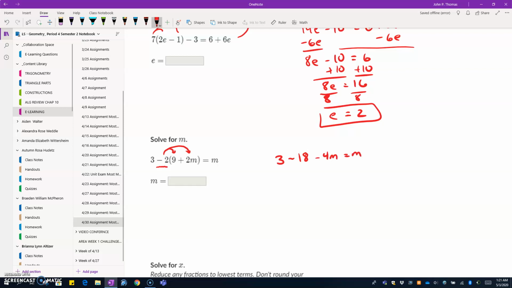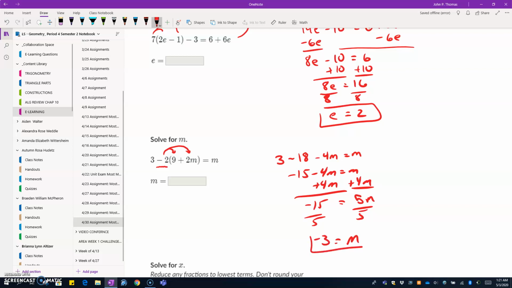Alright, so I'm going to clean up a little bit. 3 minus 18 is negative 15. Minus 4m equals m. Add the 4m over. You'll notice I moved the variables just so I keep it positive. So we have 5m on that side and a negative 15 over here. We're going to divide both sides by 5, and we'll have m equals negative 3.